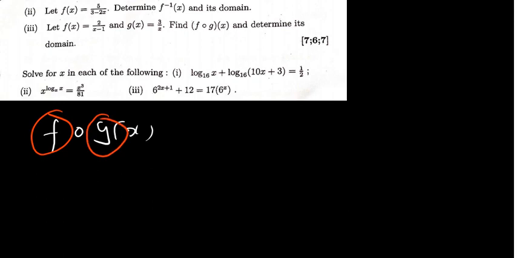Okay. So Kangwa, when they ask you to find fog, this is what we call a composite function. What they mean is, in the function of f, where there is x, put the whole function of g. So where there is x in f, we need to replace it with the whole of this. You get it?